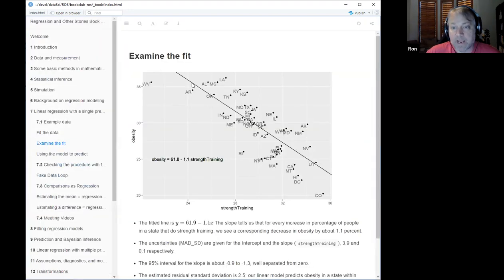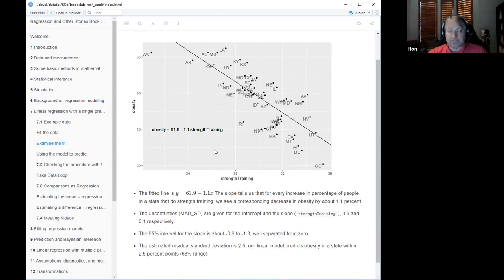So here's that fit line. Here's the fit as an equation, right? So what we learned while we found the fitted line is 61.9 minus 1.1x, right? Ignoring the errors for the moment. And like you can see that means that for every 1% increase in the percentage of people that do strength training in a state, we see a corresponding decrease in obesity by about 1% as well, 1.1. It's pretty much a one-to-one relationship as far as that goes, but there is some noise on that, right?